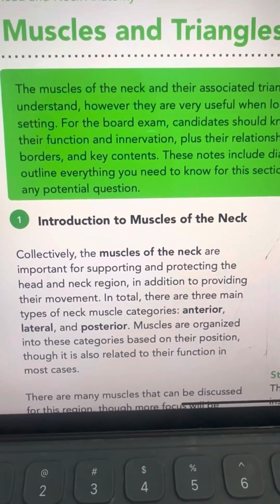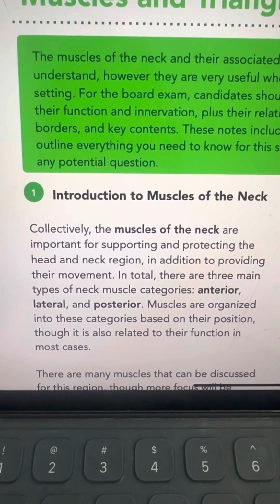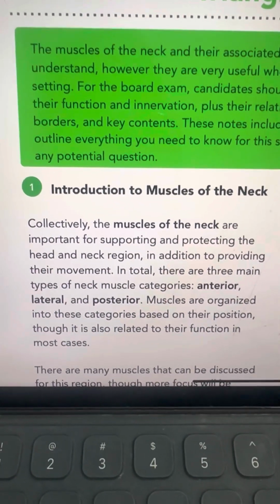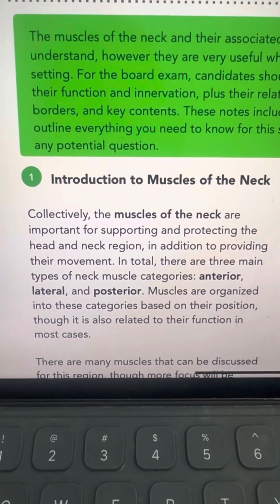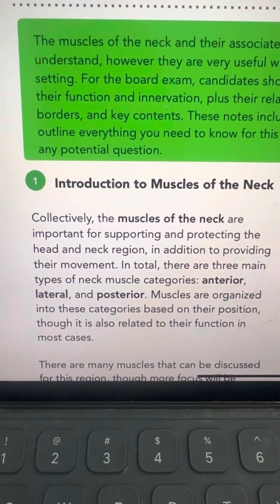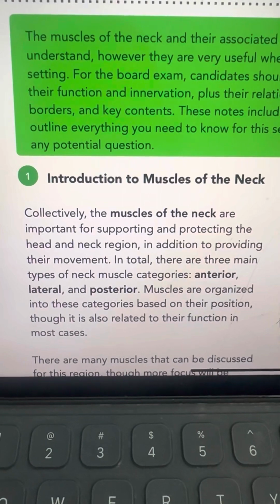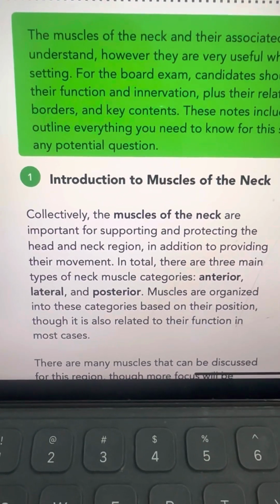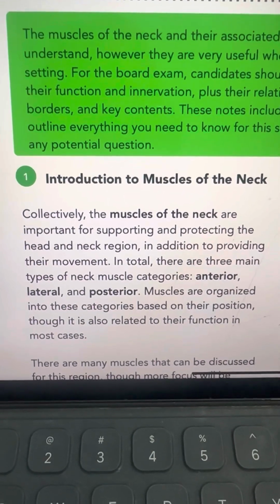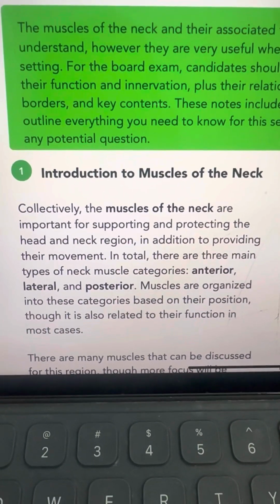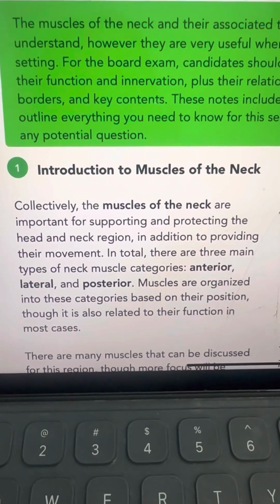Introduction to muscles of the neck. Collectively, the muscles of the neck are important for supporting and protecting the head and neck region, in addition to providing their movement. In total, there are three main types of neck muscle categories: anterior, lateral, and posterior. Muscles are organized into these categories based on their position, though it is also related to their function in most cases.